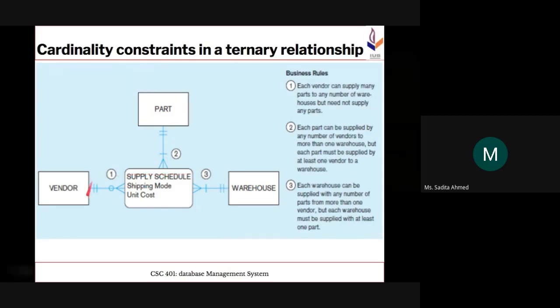For example, here now the cardinalities are crystal clear. A vendor may be there in multiple supply schedule records. That is, a vendor may supply multiple parts following multiple supply schedules to multiple warehouses, right?